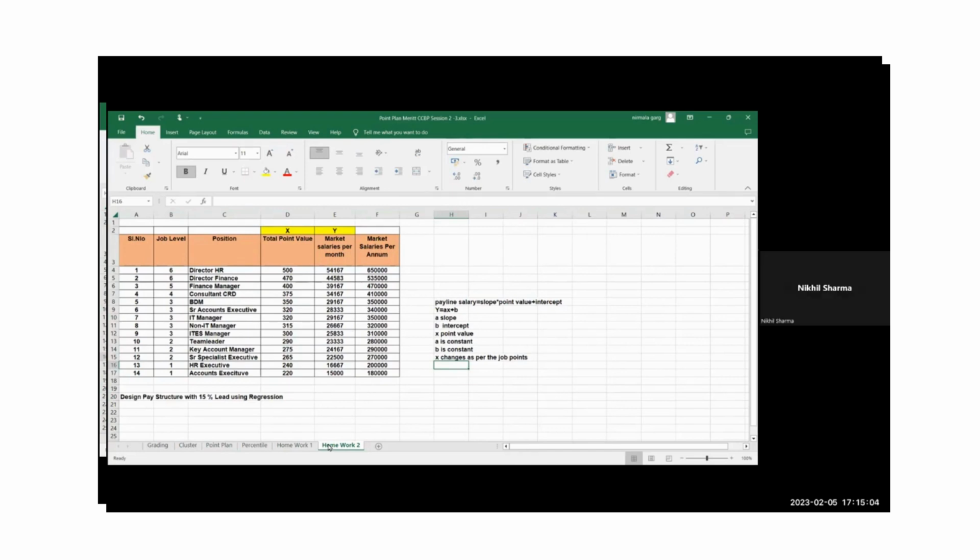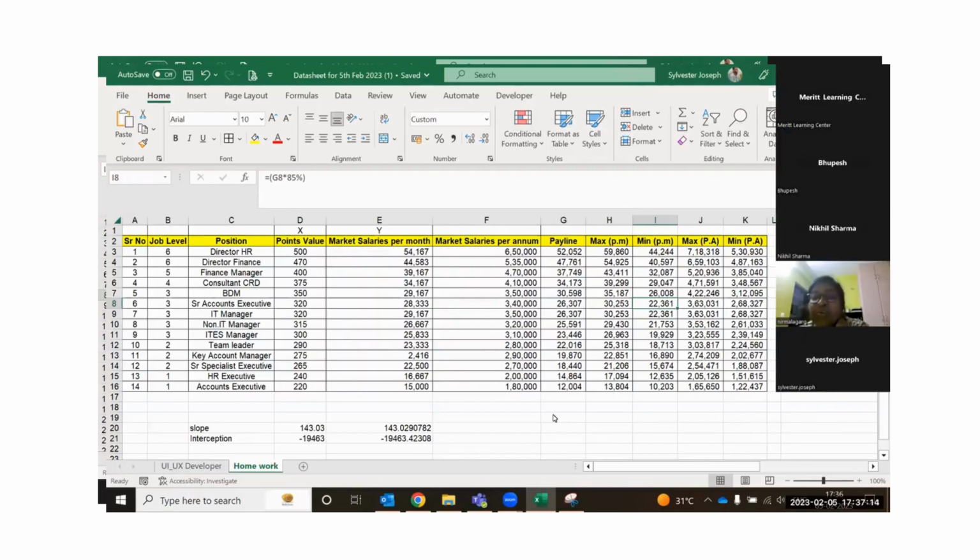So guys, quickly, this is very interesting. You have just 10 minutes more to do this. I want you all to just click it. If you have it, great, but don't look at the solution. What you need to do is, this is your data, and these are your total point values, and this is your market salary. I want you to design a pay structure quickly with a 15% lead. You can form 2 groups.